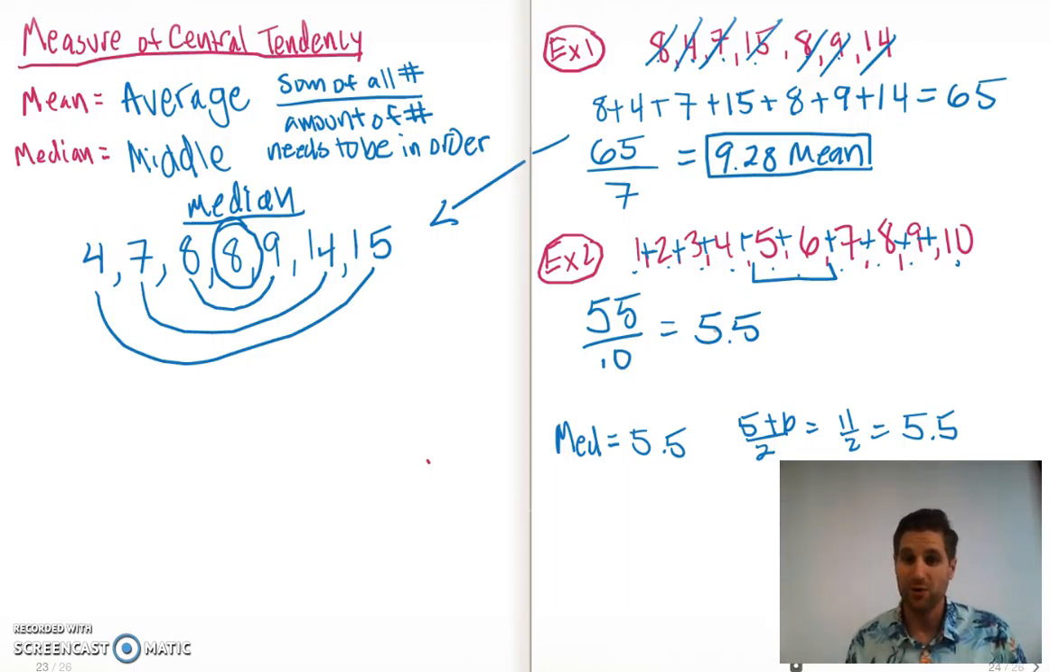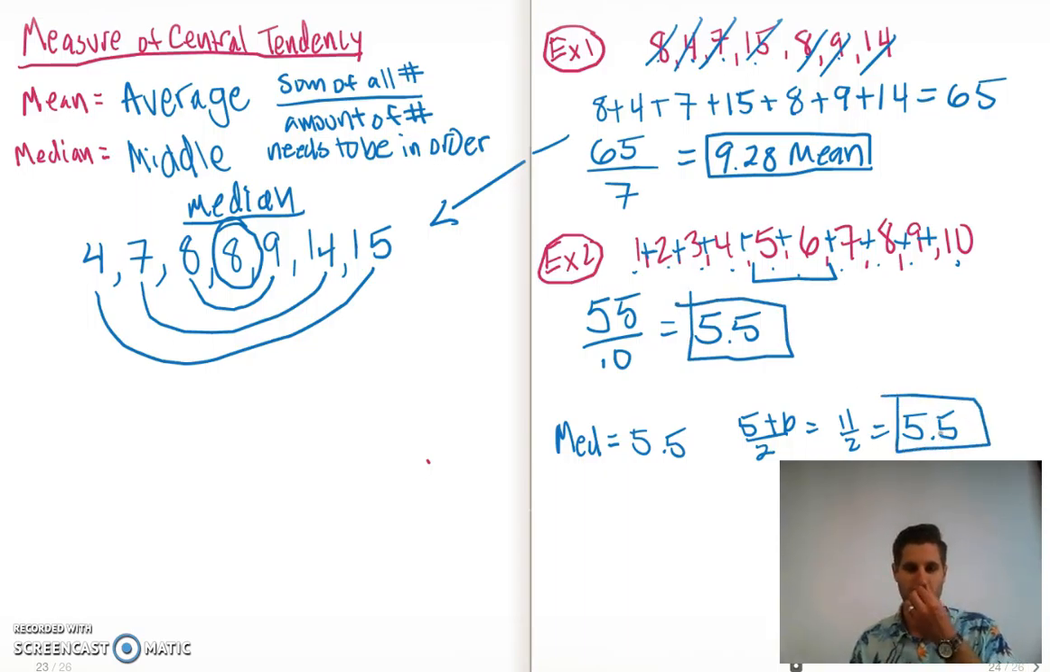Anyways, here we go. We get the mean to be 5.5 and the median's 5.5. Very rare occurrence that they're the same number. If we look at example 1, my mean is larger than my median. Okay? Let's talk about why that is.